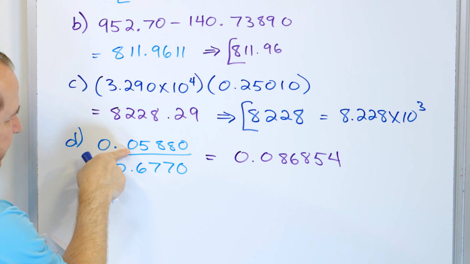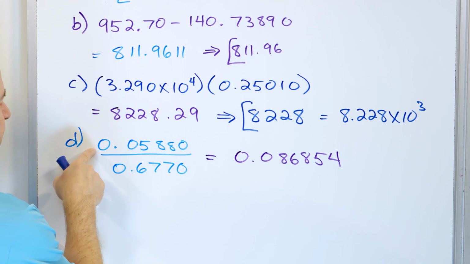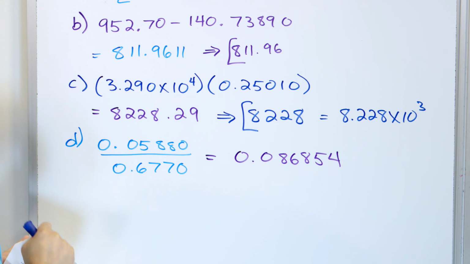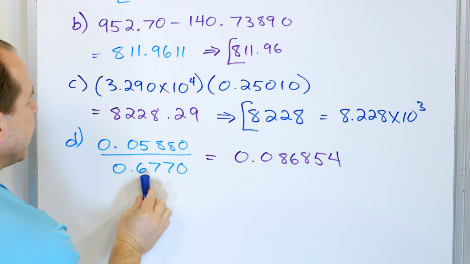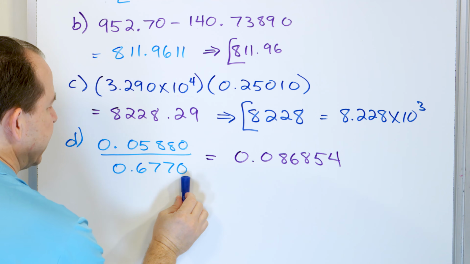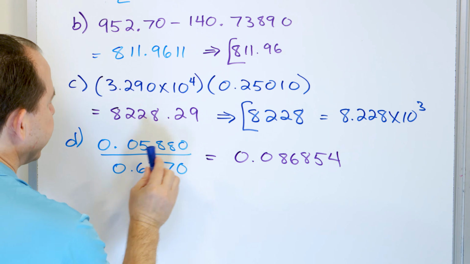This one doesn't count because it's not sandwiched and it's not a trailing 0. And this one doesn't count. Basically, they're both leading zeros, so we ignore both of those. So we have 4 digits in the top, and we also have 4 digits in the bottom. This one's trailing, so it counts, and this one's leading, so it doesn't. 4 significant figures, 4 significant figures.